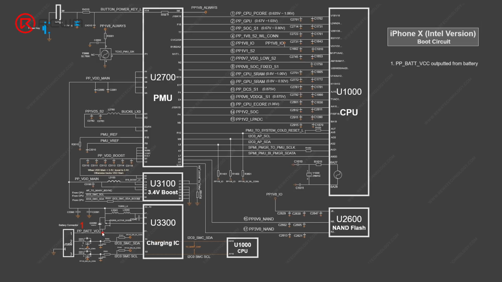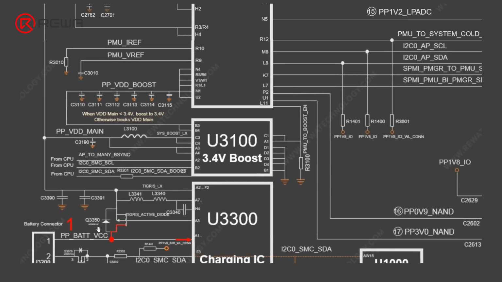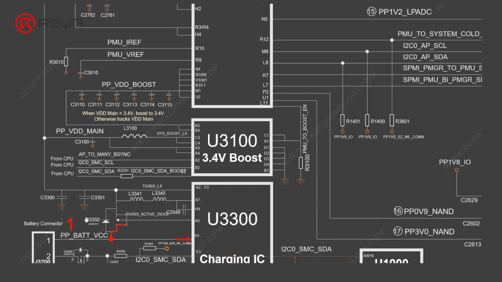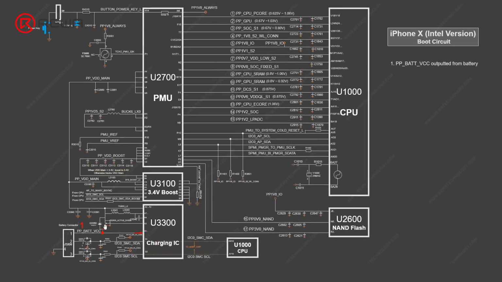So what's next? Guess what's next? Then step 2, they will generate the PPVDD main. But before that, they will separate into two branches. One branch is to send to the MOSFET Q3350. Let's zoom in to have a look. This is MOSFET. It's just like our switch for protection. Okay. And another branch, it will send to the charging IC. Okay. So let's continue to see what should be the next.